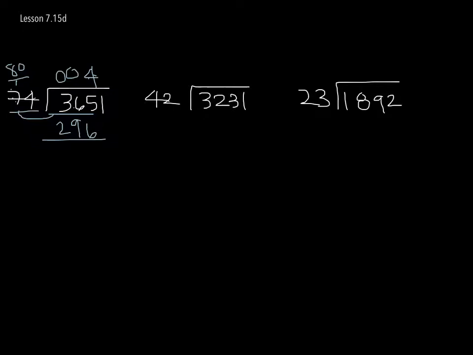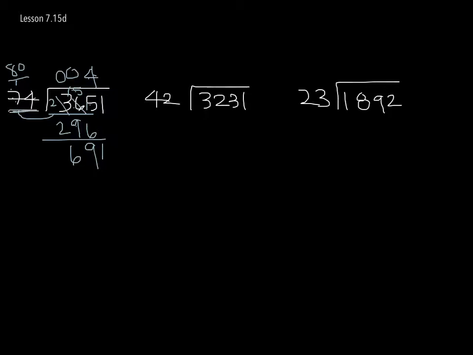5 less 6 we can't do. Go to our neighbor. 6 becomes 5. 15 less 6 is 9. 5 less 9 I can't do. Go to our neighbor. 3 becomes 2. 5 becomes 15. 15 less 9 is 6. And then we're going to add a 1.